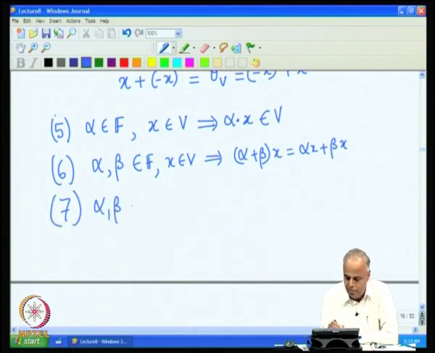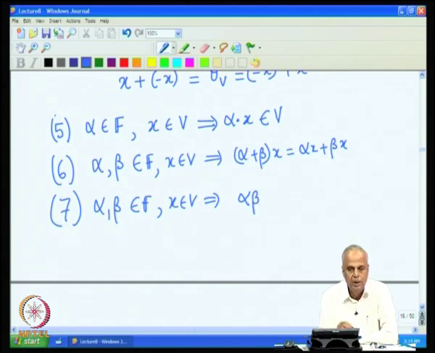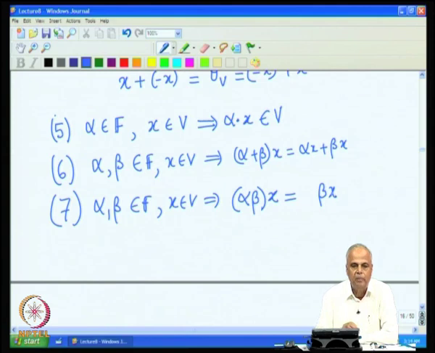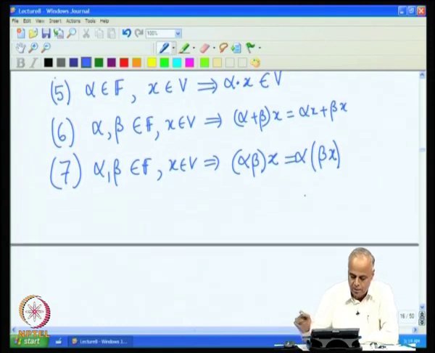Similarly, if alpha, beta in F, x is in V, then alpha is an F element, beta is an F element, and the product of two F elements is an F element. So, that can be combined with a V element. The result must be a V element. What is that? First, combine the F element beta with the V element x. The result is again a V element that can be combined with the F element alpha, that is alpha of beta of x.